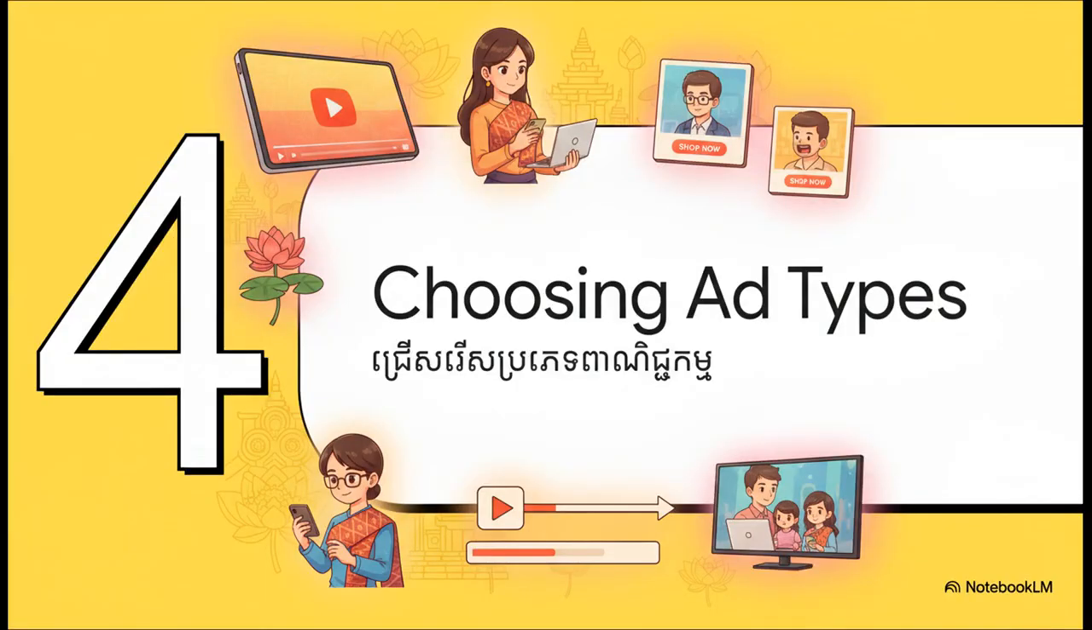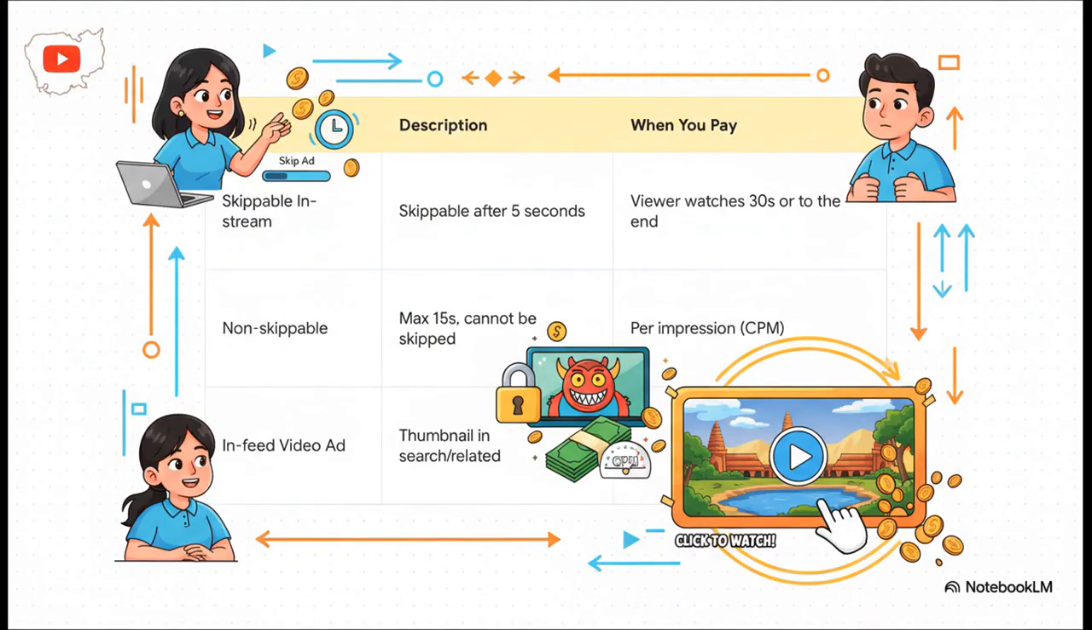All right, we know who we're aiming for. Now it's time to decide how they're going to see our ad. This brings us to the fun, creative part of the setup, picking the right ad format for your video. This chart breaks down the big 3. First up, skippable ads. We've all seen a million of these. The key thing to remember is you only pay if someone watches for at least 30 seconds or until the end of your ad if it's shorter.